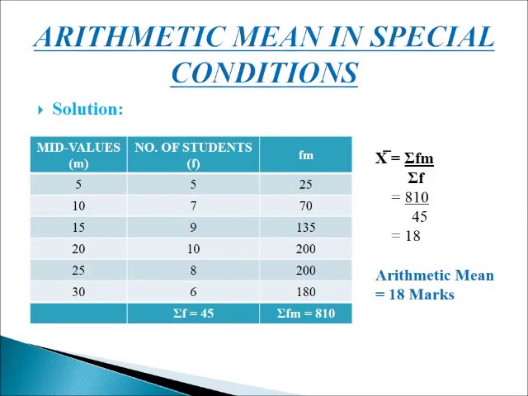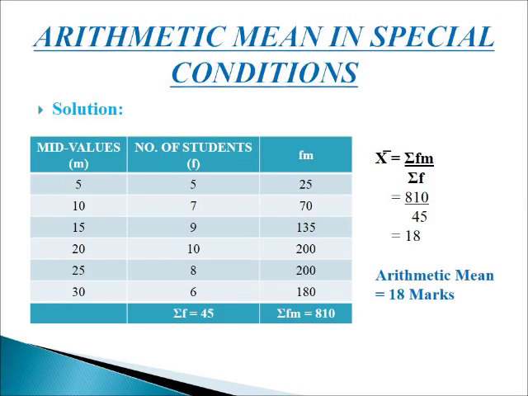As in the question, mid-values are already given, the calculation of arithmetic mean involves the same procedure as in the case of exclusive series. We will make a table of 3 columns. In the first column, we will write the mid values, which are already given in the question. In the second column, we will write number of students, which is already given in the question. In the third column, we will write FM, which is a product of frequency and mid values, that is 25, 70, 135 and so on.